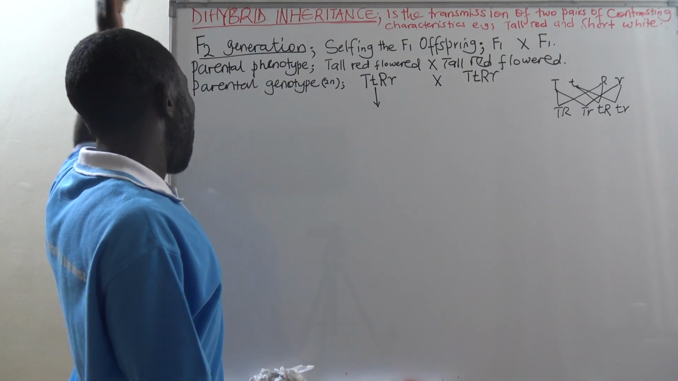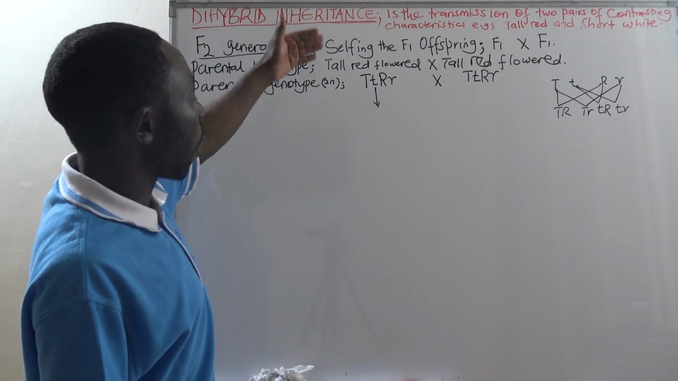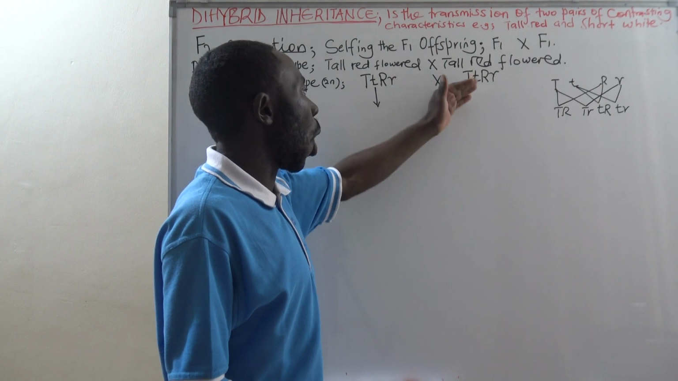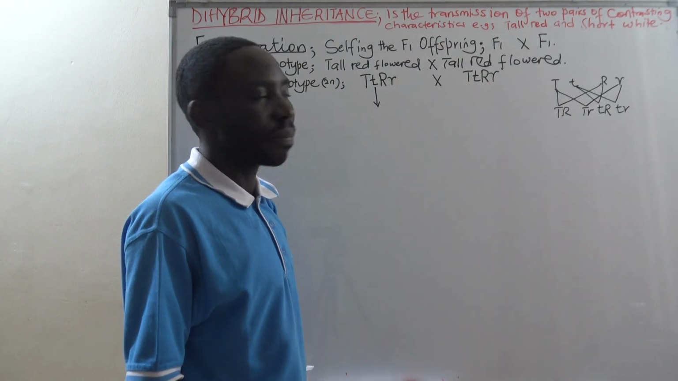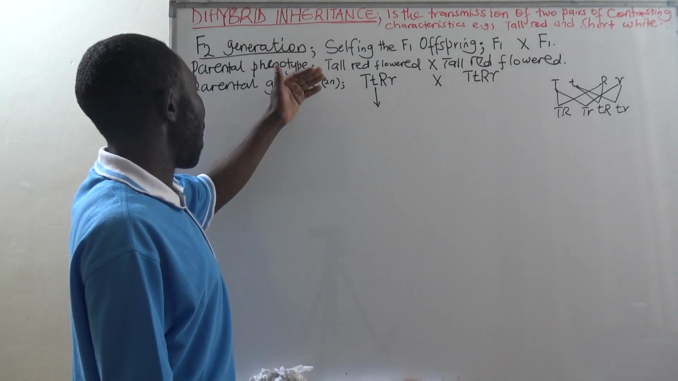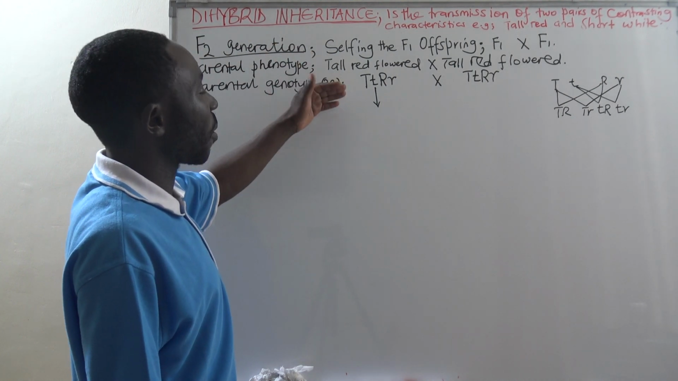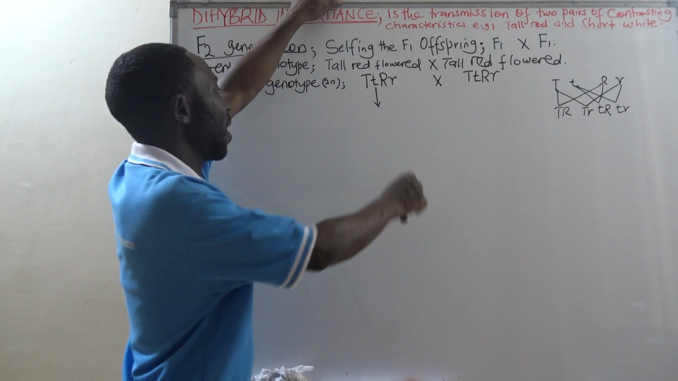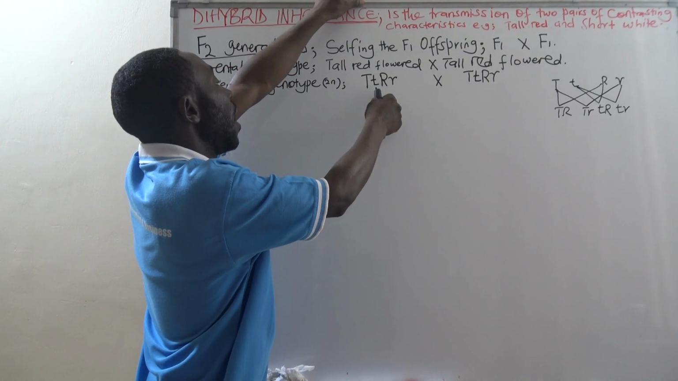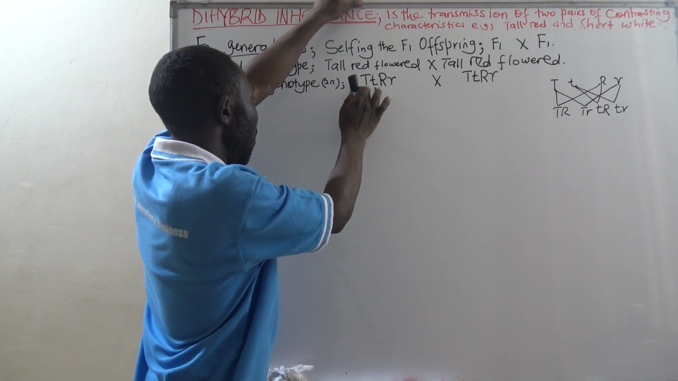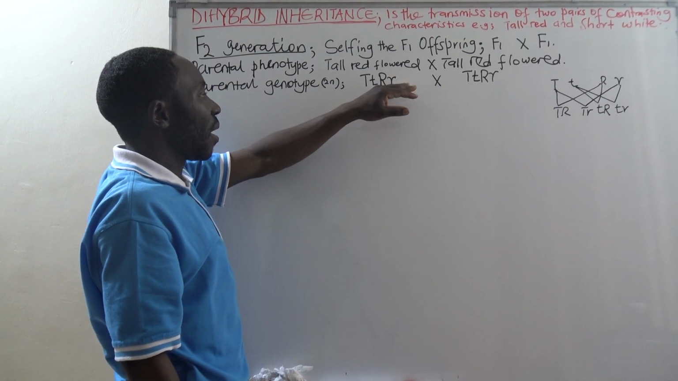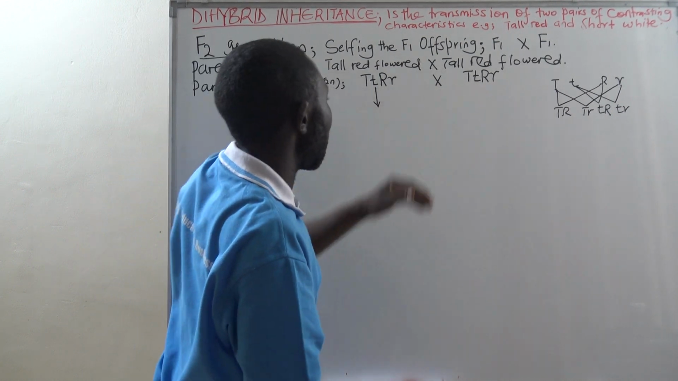So, the parent phenotype will have a tall red flowered plant being crossed with a tall red flowered plant. Then the parental genotypes, of course the parents are diploid. The genotypes are here. We have this genotype here. They are heterozygotes, as shown on the board. Actually, both parents are heterozygotes.